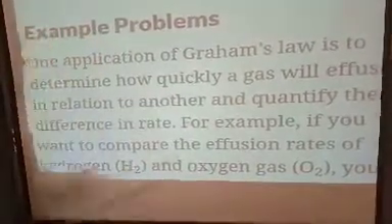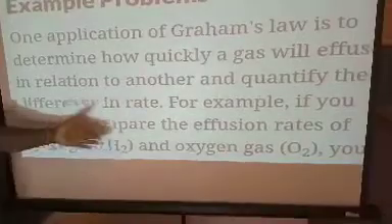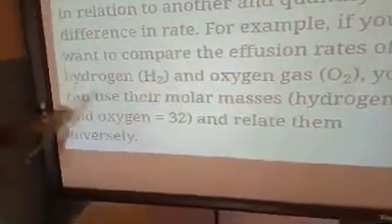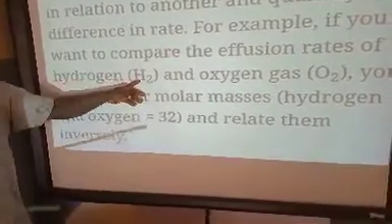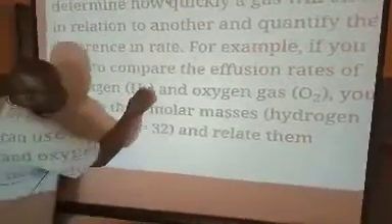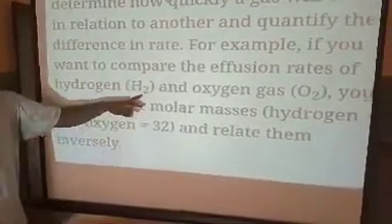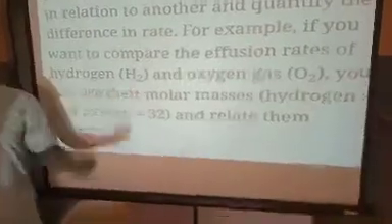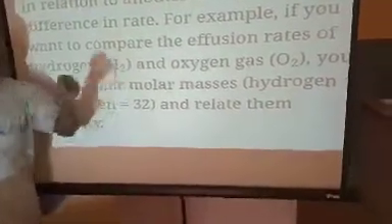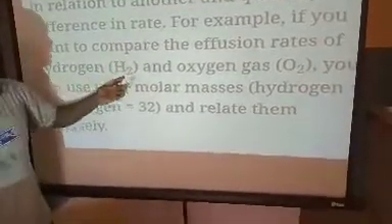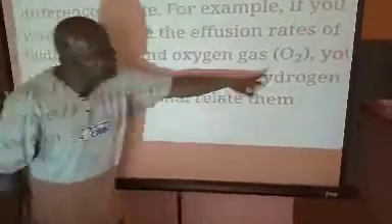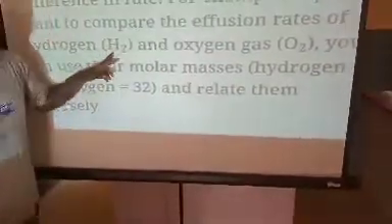If you want to compare the effusion rates of hydrogen, you can see this is a molecule, or you can say dihydrogen. If this 2 is not written here, then it is not a gas. If it is just ordinary H, you are telling us that it is atomic hydrogen. So in chemistry, once you see something like this, it means it's a gas. So you have hydrogen gas and oxygen gas. You can see the oxygen also written. The question you ask yourself is, why didn't they write this one as O, and why didn't they write this as H?